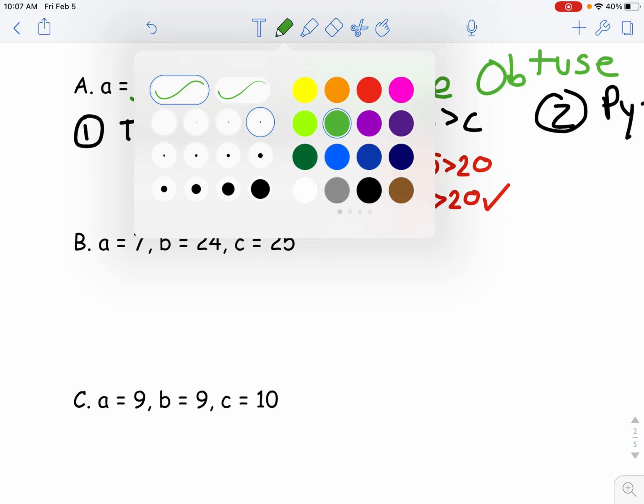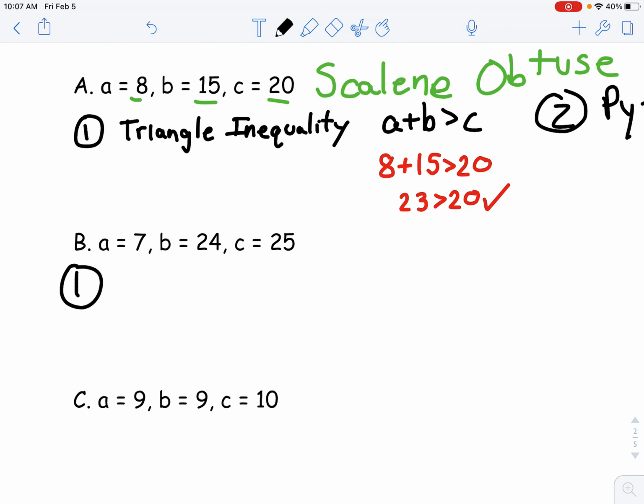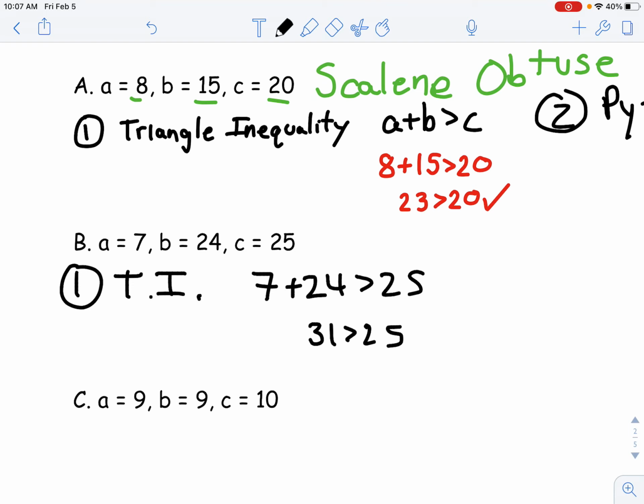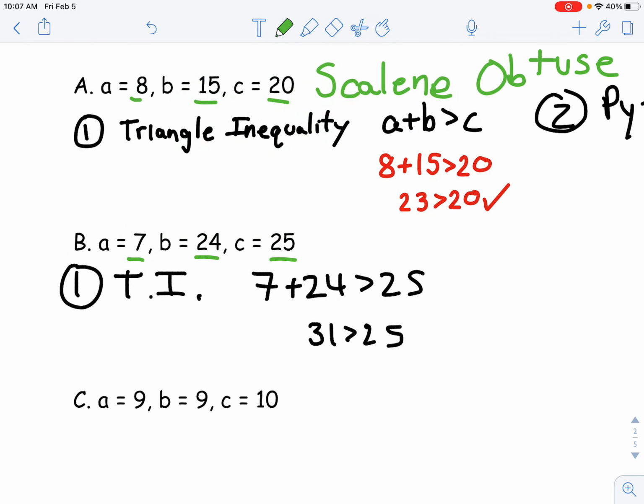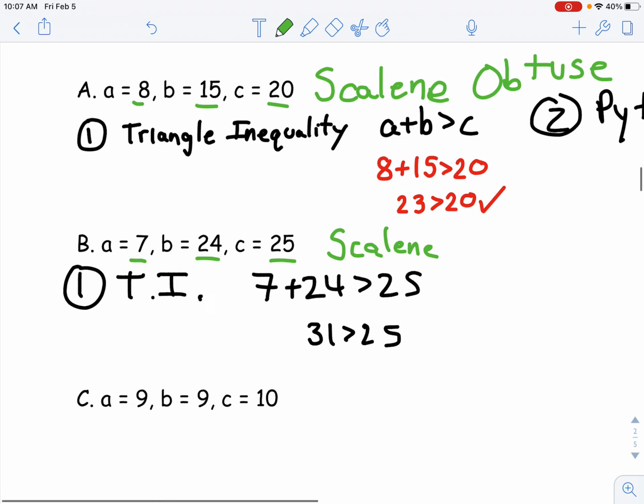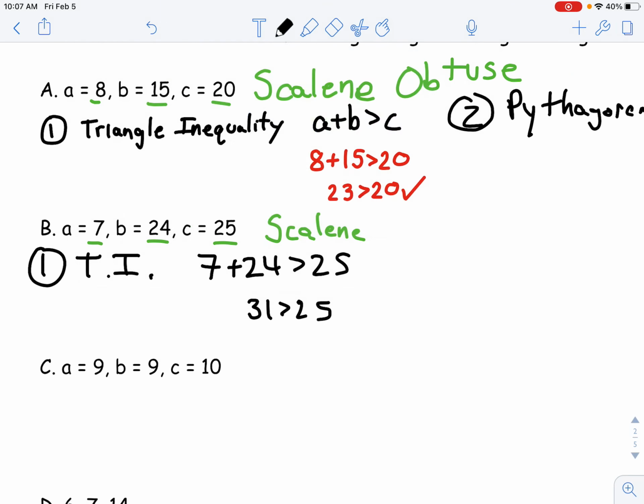All right. So again, I'm going to write triangle inequality. 7 plus 24 is greater than 25 because 31 is greater than 25, so it checks out. Also, something we can already do is 7, 24, and 25. All of them are different side lengths, so I already know it's scalene. I already know that. Now I just got to confirm, what's the classification by angles? So now I'm going to do the Pythagorean theorem.